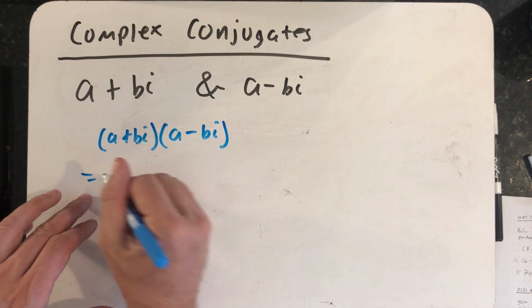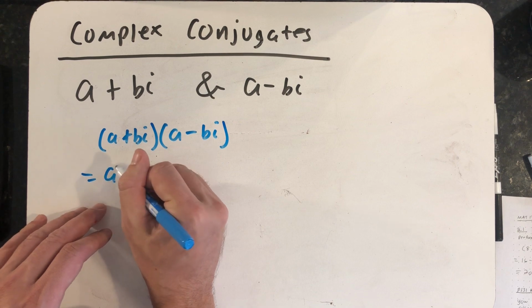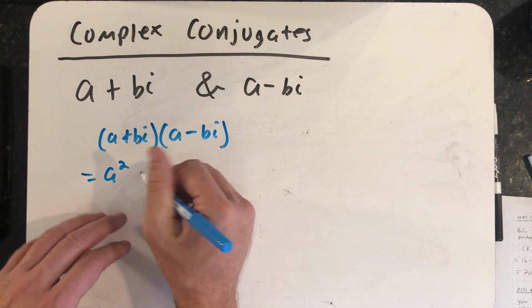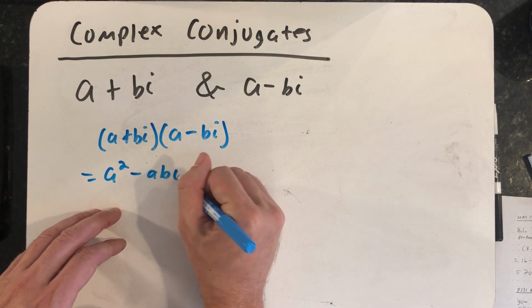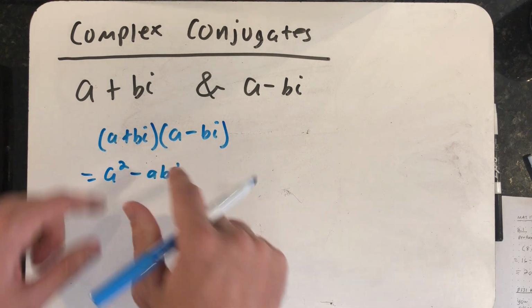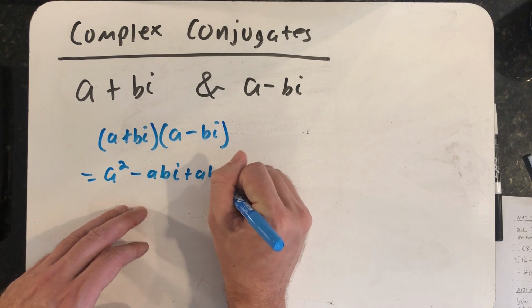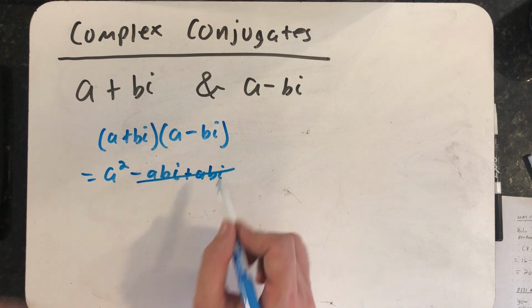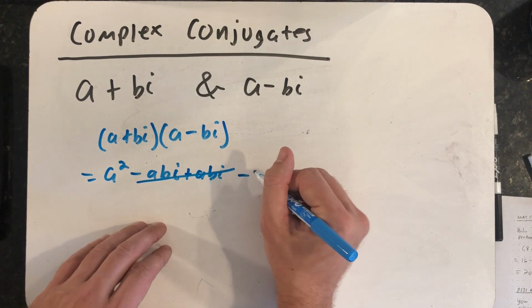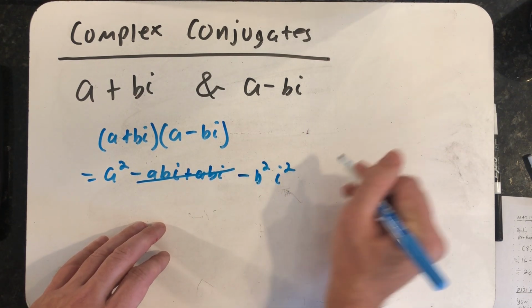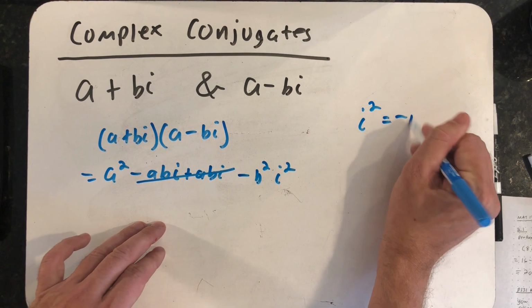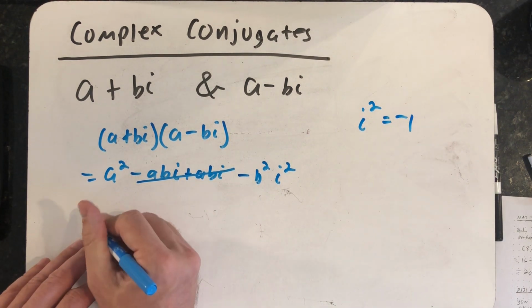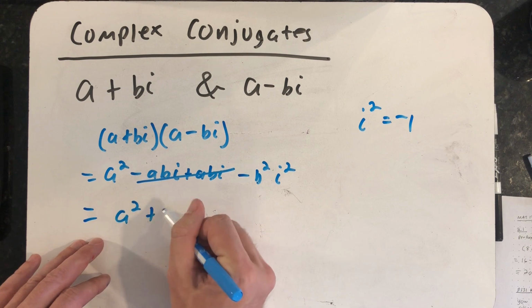So when I go to multiply these together, a times a is a squared. A times minus bi is minus abi. On the inside term, I'd have plus abi. And this is the nice part. Those cancel, and I have minus b squared i squared. Well, we know i squared is equal to minus 1, so this is really just a plus b squared.